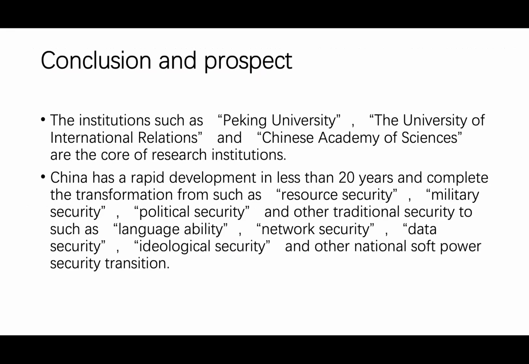And last, in the conclusion I list the important institutions and authors, and we can also see that China has developed rapidly in less than 20 years and completed the transformation from traditional security, such as resource security and military security, to national soft power security, such as language ability, network security, and data security.